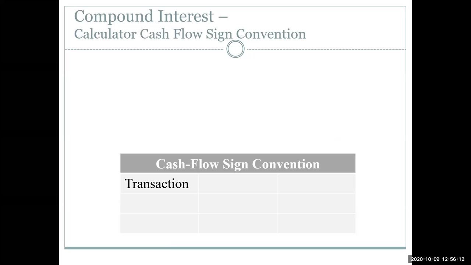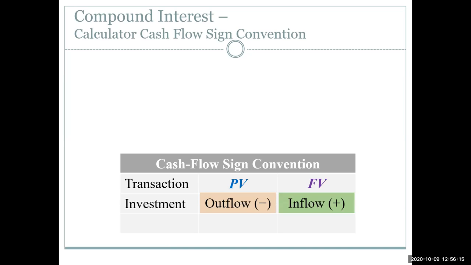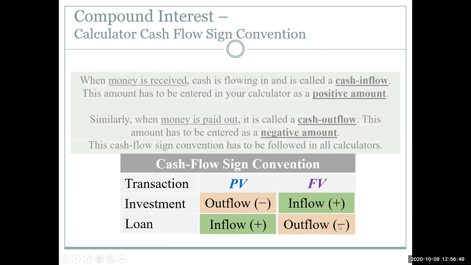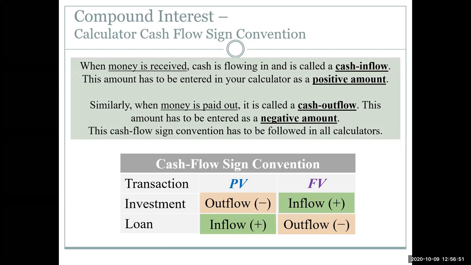There are some cash flow sign conventions for different transactions. If we have a present value and we're making an investment, we're investing money, so it's coming out of our pocket, so it's considered an outflow. In the future, we would be getting money back, so that would be considered an inflow or positive. In the case of a loan, that means we've gone to an institution and they're giving us money, so that's an inflow, positive. And in the future, we have to pay back that loan, so it's an outflow or negative. And here we have the summary up top.